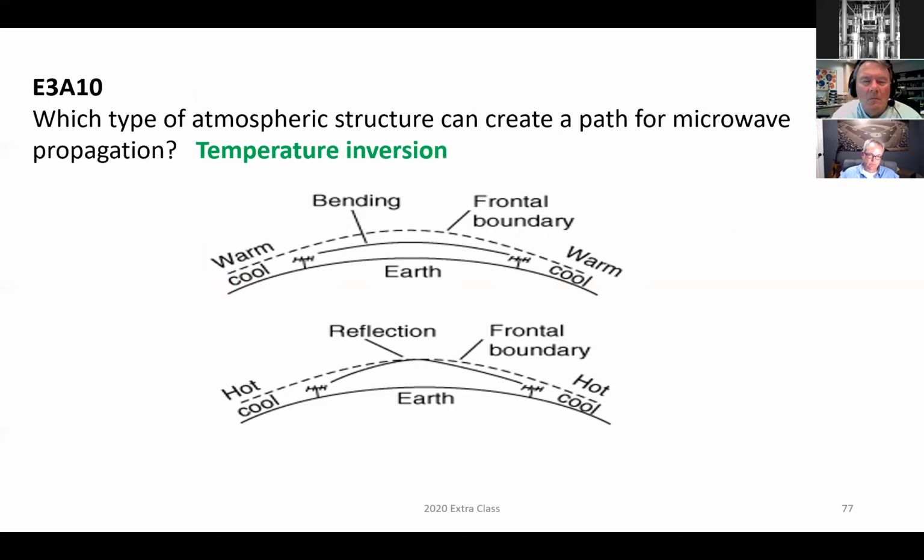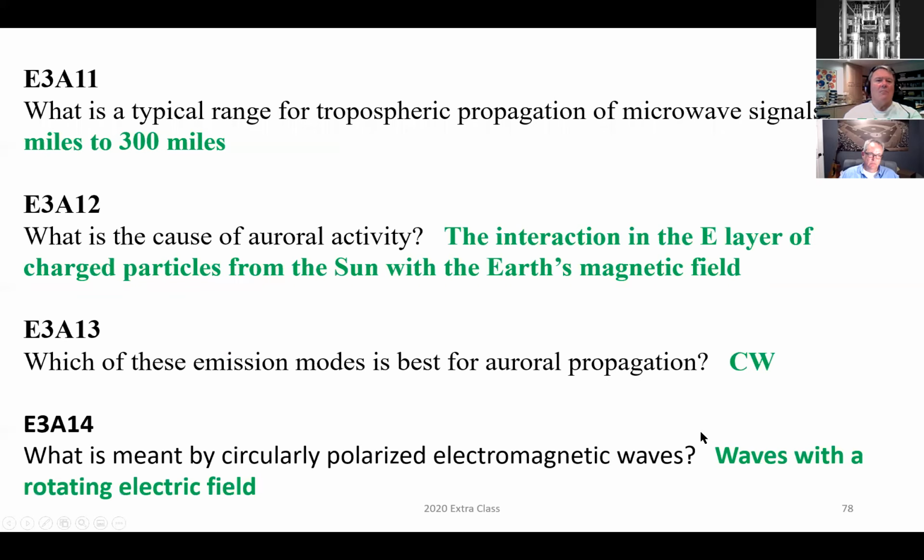E3A10, which type of atmospheric structure can create a path for microwave propagation? And that's going to be temperature inversion. And, going back to that earlier question, temperature inversion, you're going to see that when you have fronts moving through. E3A11, what is the typical range for tropospheric propagation of microwave signals? That's going to be 100 to 300 miles.